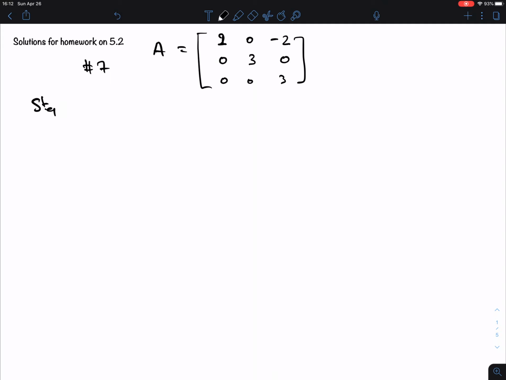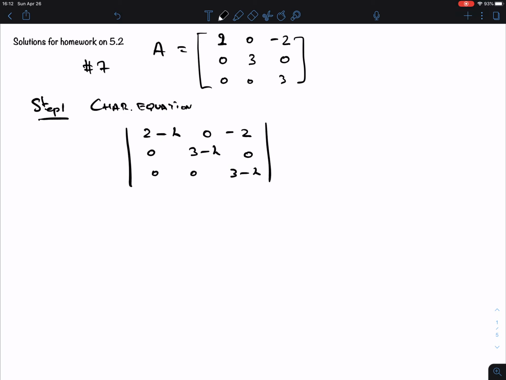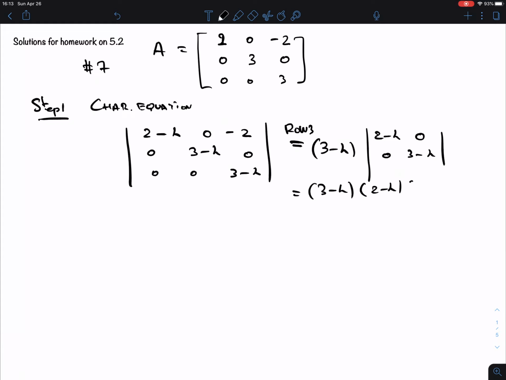So remember, step one, we first need to know what the eigenvalues are, so the characteristic equation. And we know by now what we have to do is subtract lambda from the diagonal, and everything else is the same. Now this is an extremely easy determinant to develop because we have several rows and columns with a lot of zeros in. So if I do first, let's say row 3, then I have this 3 minus lambda that I can factor out, and then what's left is 2 minus lambda 0 0, 3 minus lambda, which we immediately see is 3 minus lambda times 2 minus lambda times 3 minus lambda.